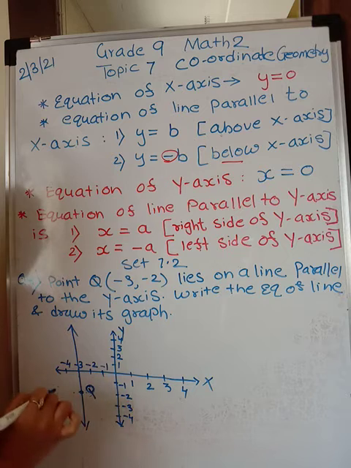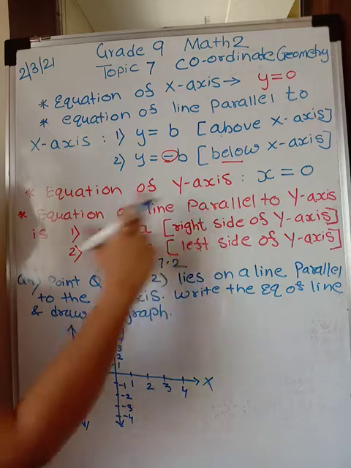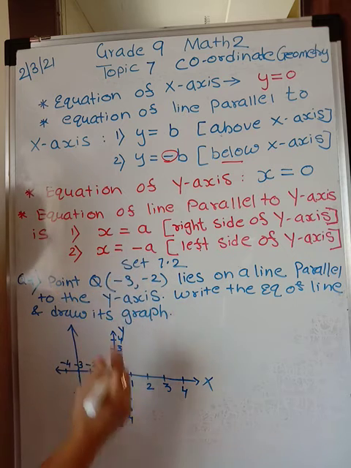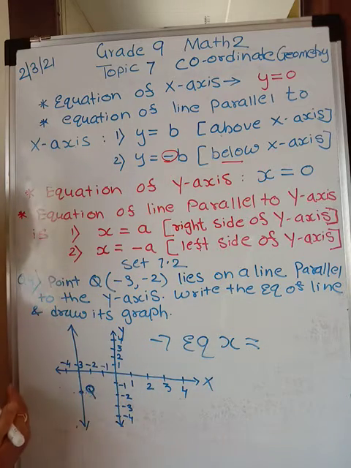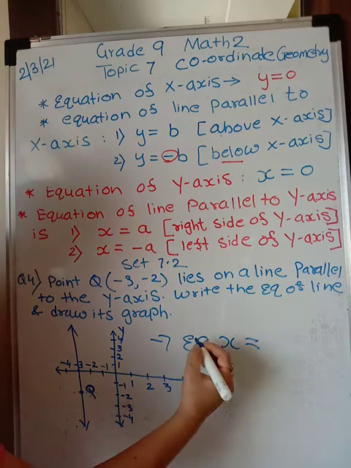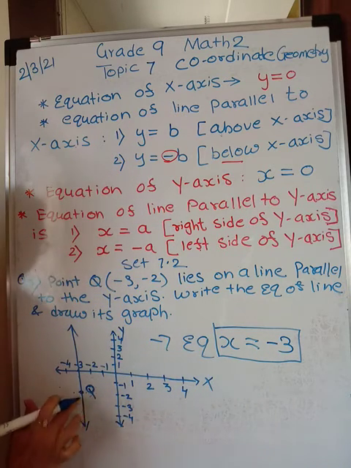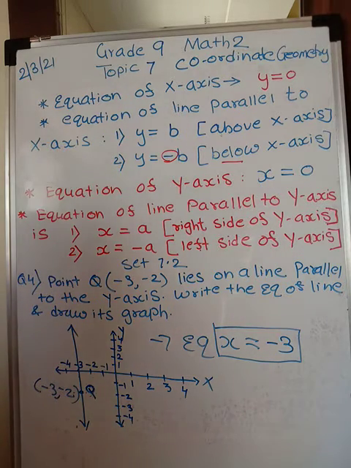Now the equation of the line which is parallel to the y-axis. Look over here. For a line parallel to the y-axis, there are two options: x is equal to a, or x is equal to minus a. So first we will write the equation: x is equal to something. This is towards which side? The left hand side. So it should be minus a. And what is the coordinate? Minus 3. So the equation is x is equal to minus 3. This is the equation of the line. And this point, minus 3 comma minus 2, is lying on this line. I hope the concept is clear. So x is equal to minus 3 should be your equation.